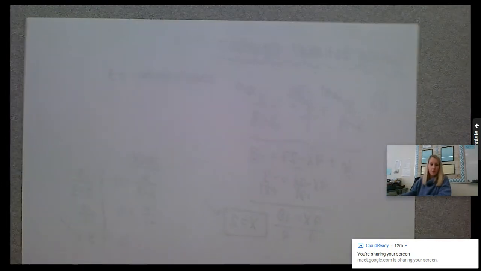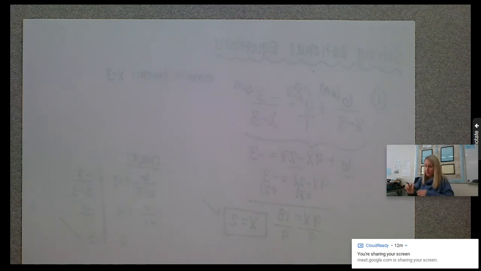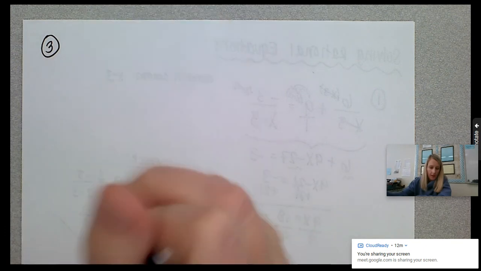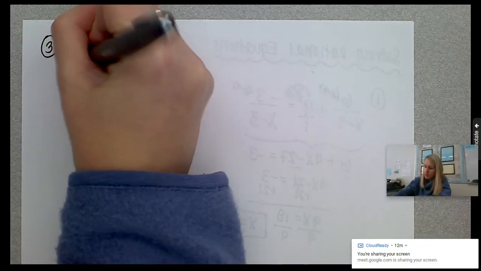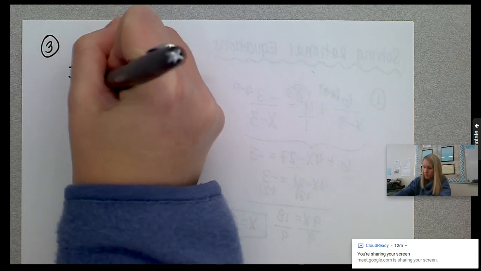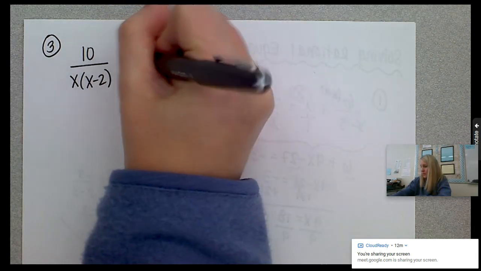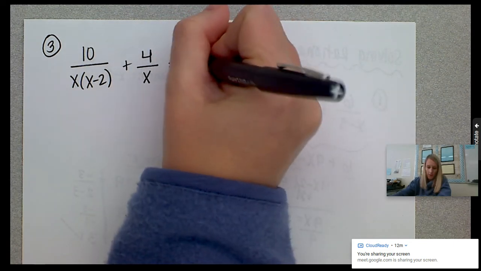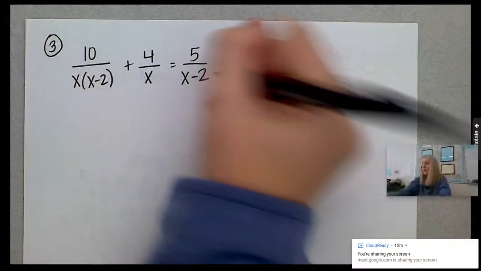So, let's look at number 3. We'll kind of just see what's happening, solve it. It'll be tons of fun. Can't wait. So what's my equation? So it's 10 over x times x minus 2 plus 4 over x equals 5 over x minus 2.